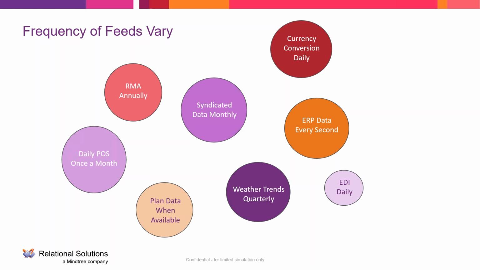So the data feeds that you're buying could come in different formats. You might get point of sale once a month from one retailer, and you might get it daily from another. You may have syndicated data monthly, but it might be point of sale that you're buying on a daily basis, but you're only receiving it monthly. You might be buying weather trend information and you're getting that quarterly, or you might be accessing currency conversion information from free sources, but that's occurring on a daily basis. How often do you want that applied to the data that you're looking at?